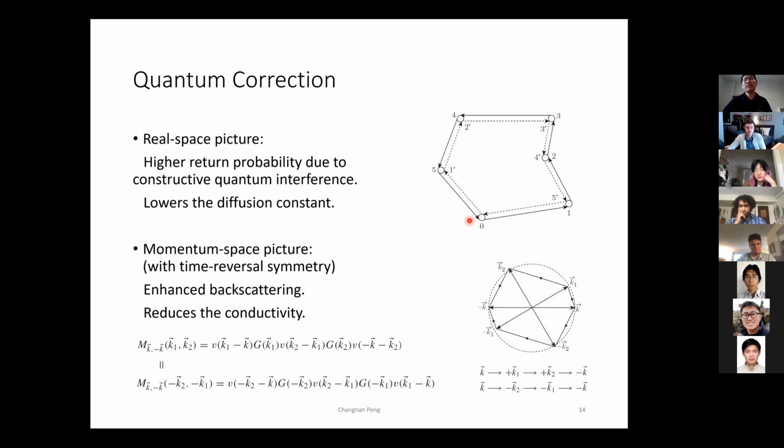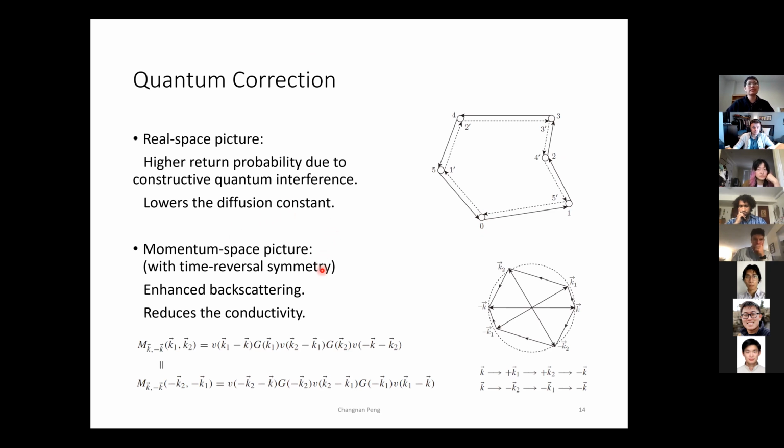So this quantum interference tells us that in a quantum system, the probability of an electron returning to its original place is higher than it is in the classical case. This higher return probability will lower the diffusion constant. That's one quantum correction to the diffusion that we can see in the real space picture.